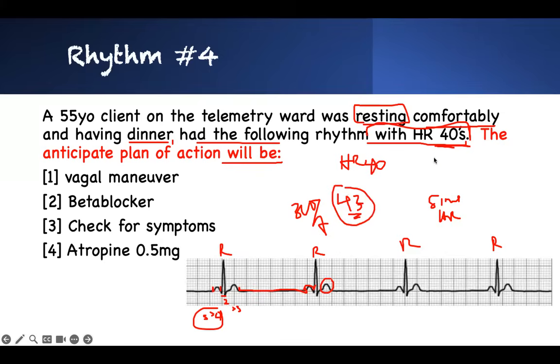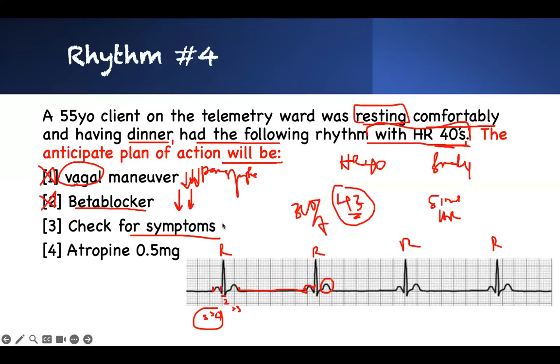So I have a bradycardic patient who has no symptoms. He's doing fine. It's okay, right? And he's eating dinner. What do you want to do? If you do a vagal maneuver, you're causing the parasympathetic nervous system to take over. This will decrease the heart rate more, and therefore this is a wrong move. If you give them a beta blocker, you're going to decrease their heart rate more. This is going to be a problem.